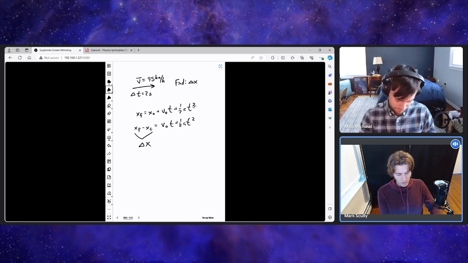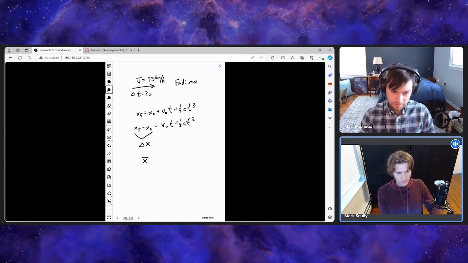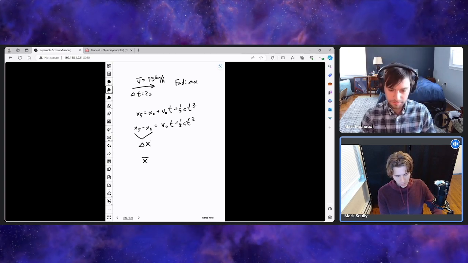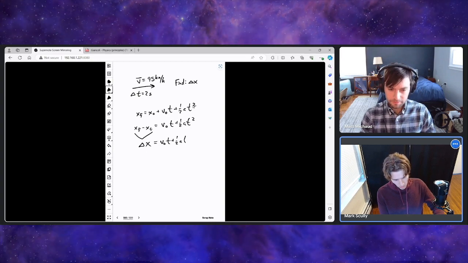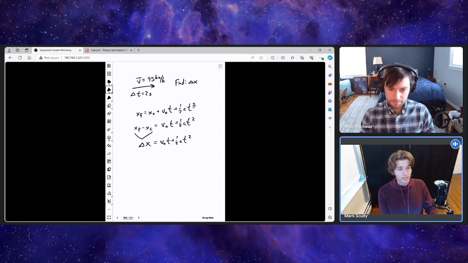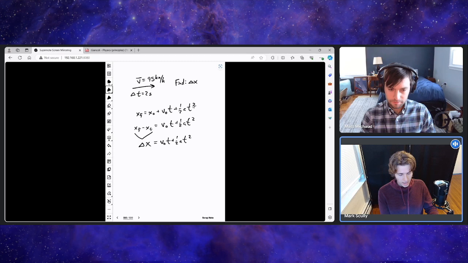Remember, if it was average position, it would be x with a dash over it. Delta in front of it makes it the change in. Okay, let's go ahead and start solving this. We're solving for delta x.